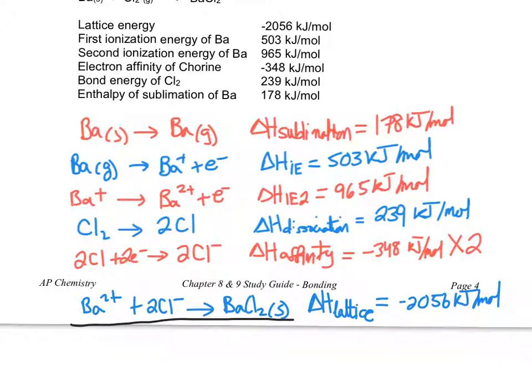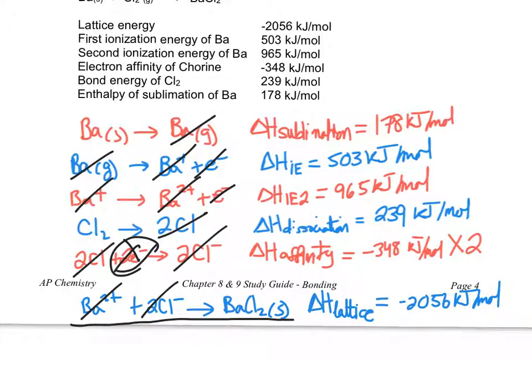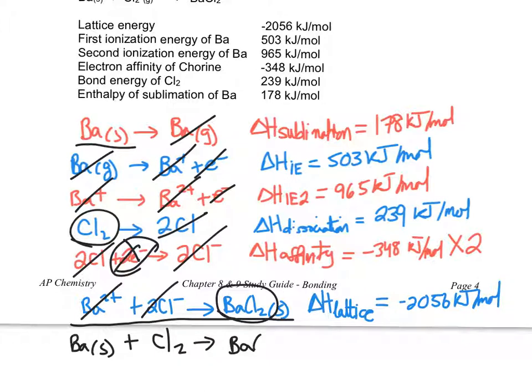equation for barium chloride. So let's say we have barium gas and barium gas. Those cancel. Ba plus and Ba plus. Ba2 plus and Ba2 plus. 2Cl and 2Cl. 2 electrons on this side, and then here's one, and here's another one. And then the 2Cl minuses. So what we have left is Ba solid plus Cl2 yields BaCl2.